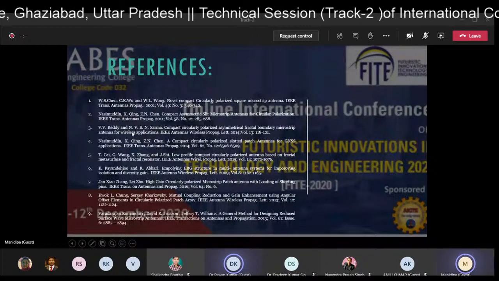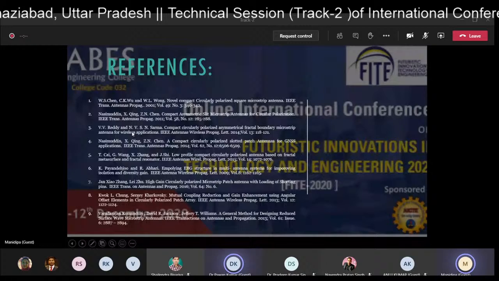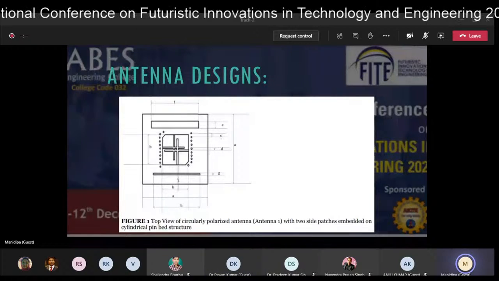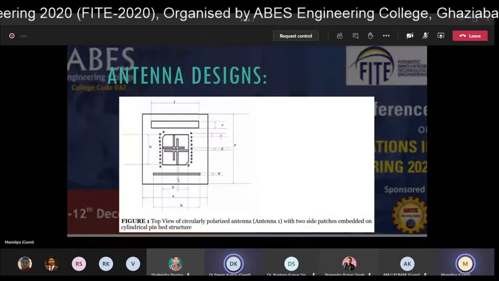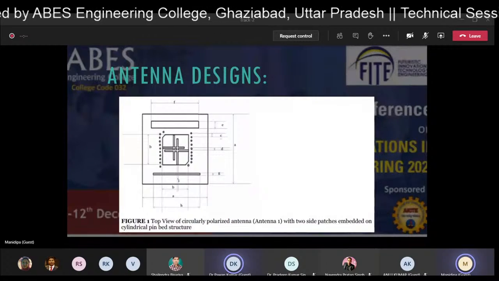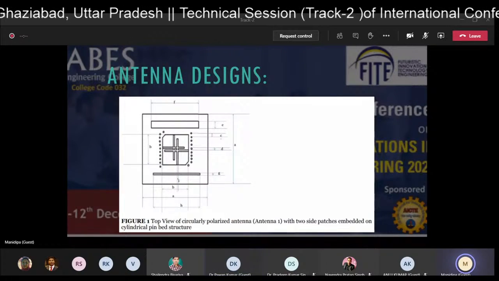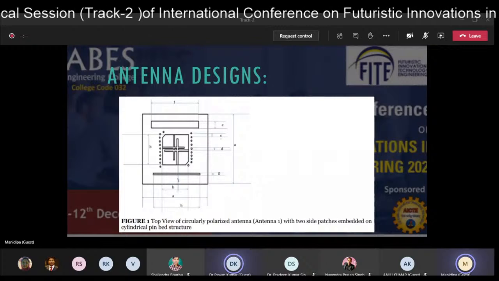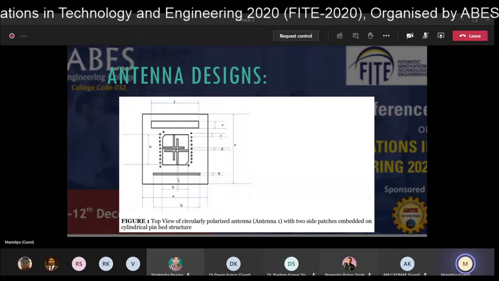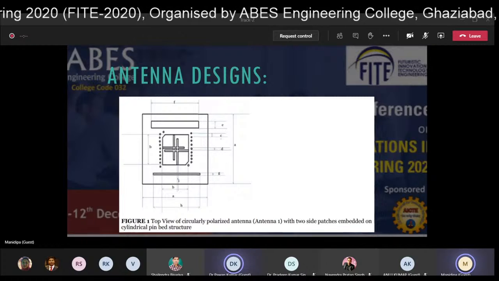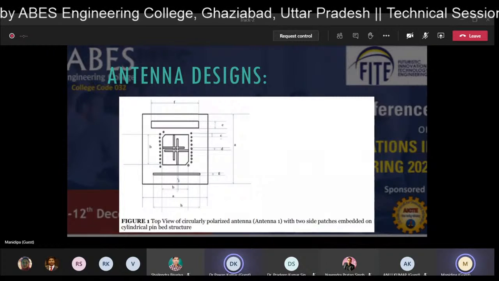This is the structure of your antenna. This is the top view. The substrate is FR4 epoxy, epsilon R 4.4, height 1.6 mm, and this is just the top view in which the copper portions are shown.